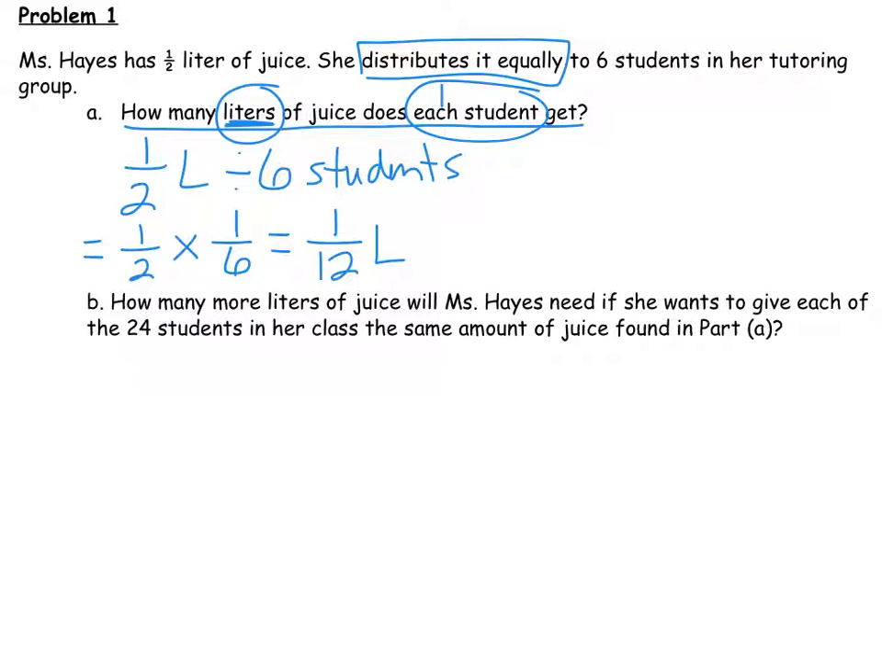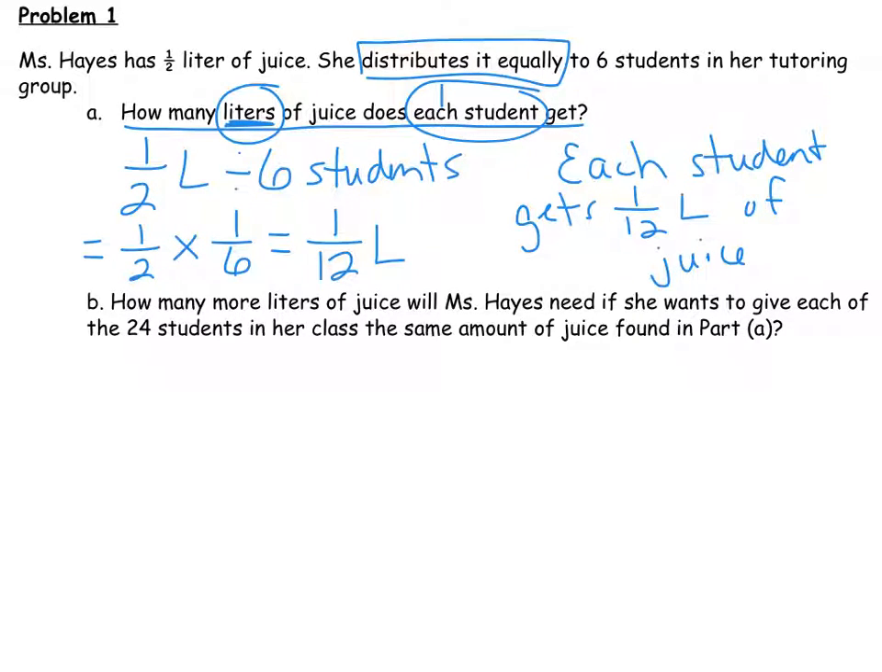So let's write our answer statement. Each student gets 1/12 of a liter, that's a capital L, of juice. If it's a lowercase l, you're not talking liters. Make sure you showed all your work for Part A.